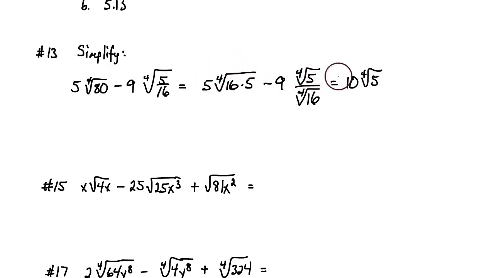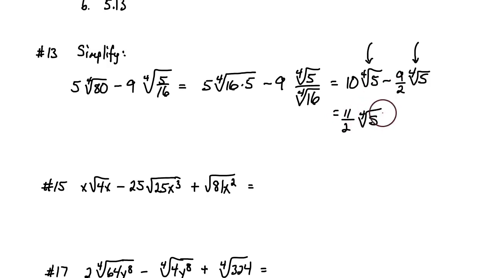Now let's work on this second term. In the denominator, the 4th root of 16 makes a 2. So we have 9 over 2 times the 4th root of 5. Doing this is helpful because both terms now contain the same radical, 4th root of 5. These are called like terms. And we can combine like terms just like if they were variables, like they were both x's or something. So 10 minus 9 halves makes 11 halves times the 4th root of 5.